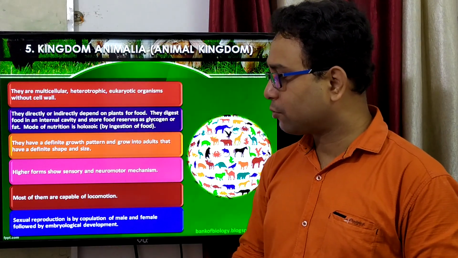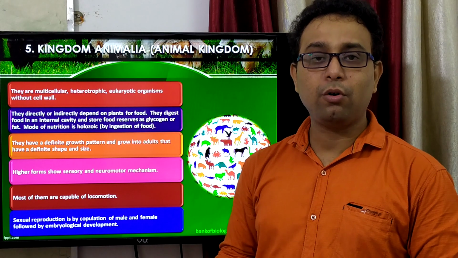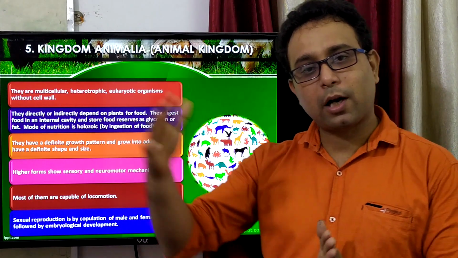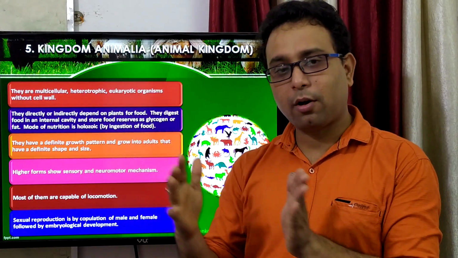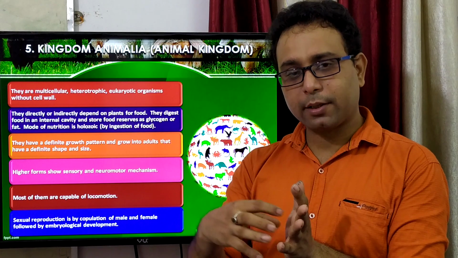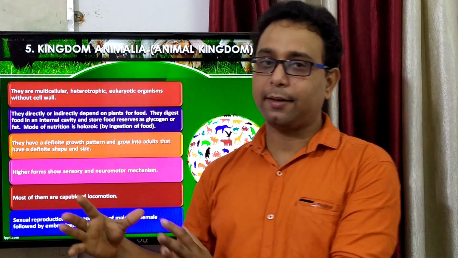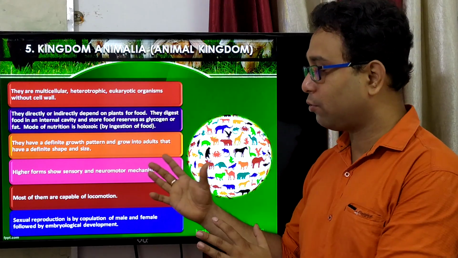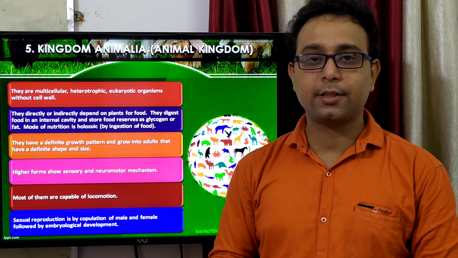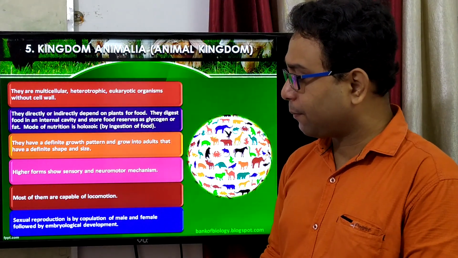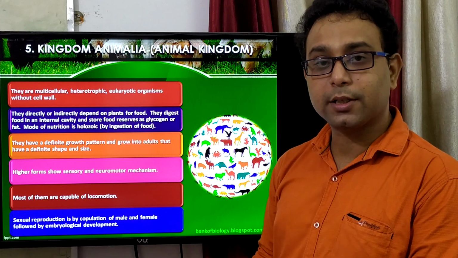And higher forms show sensory and neuromotor mechanisms. That means they have sense organs. If you start from lower groups to higher groups, you observe that the nervous system develops gradually, but generally all the animal groups have a neuromotor mechanism, and they have the power of sensation. Most of them are capable of locomotion. That is a unique feature.